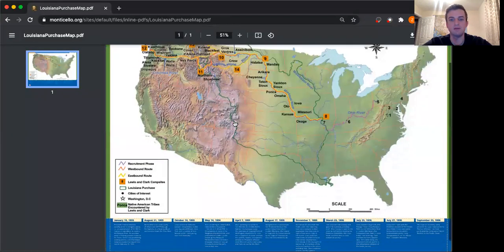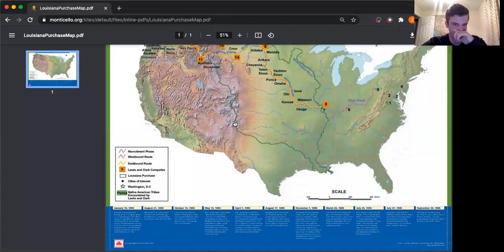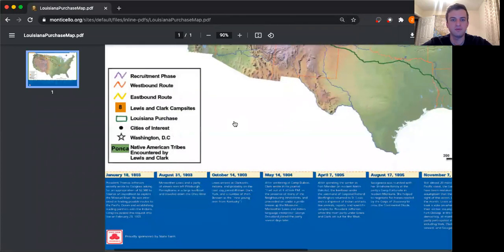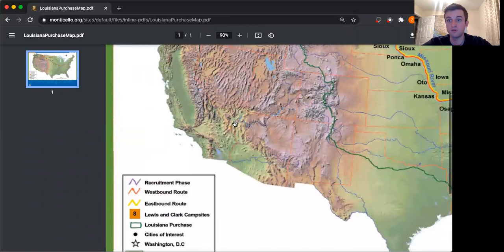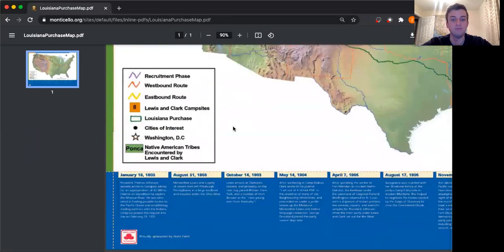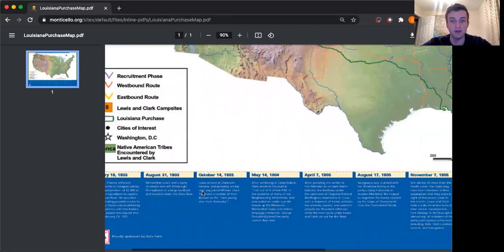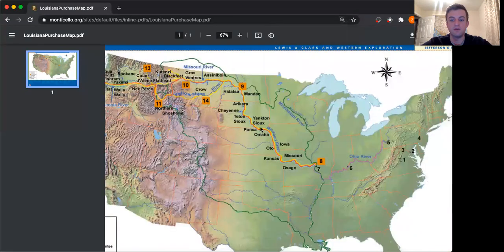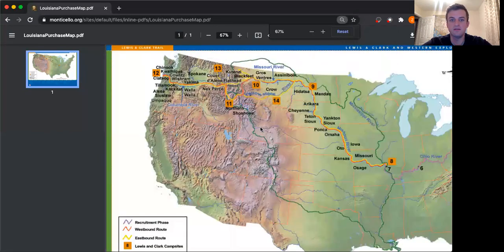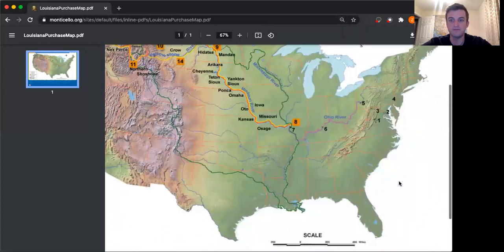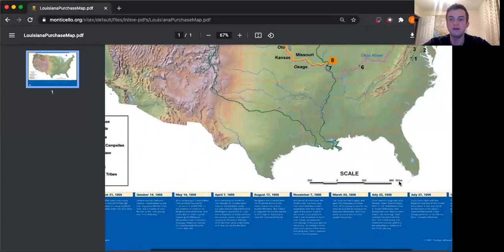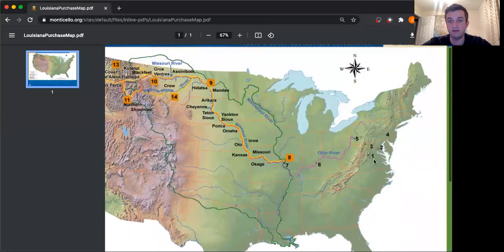And this is a map essentially showing our two main, well, I guess three, if you include Thomas Jefferson, our three main characters in this story of exploring the West. It's got an awesome timeline below. You can see the eventual United States here, different Native American groups that were encountered along Lewis and Clark's journey.